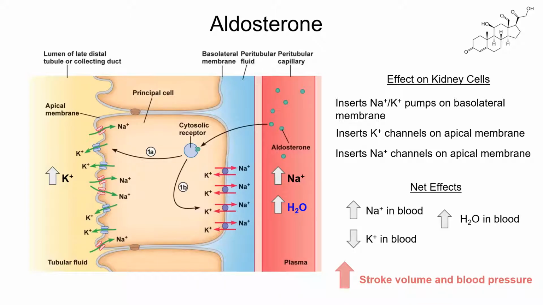Another way angiotensin II increases blood pressure is by signaling the adrenal cortex to release aldosterone to the kidney. One of its main purposes is to promote the synthesis of sodium-potassium pumps and sodium and potassium channels on the membranes of the principal cell. The activities of these pumps and channels result in a high concentration of sodium and a low concentration of potassium in the blood. Once the blood has a high enough concentration of sodium, water diffuses into the blood due to the blood's high osmolarity. This results in increased stroke volume and therefore increased blood pressure.